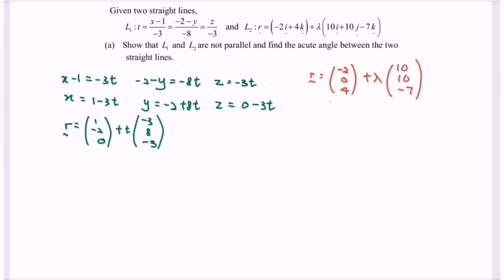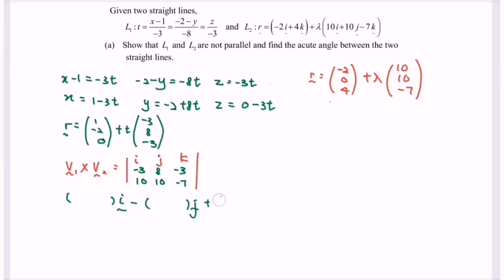So how do we show they are not parallel? Make use of the vector V1, which represents the direction of L1, cross with the vector V2, the direction of L2. So here we have i, j and k. Kindly substitute: negative 3, 8, negative 3 and 10, 10, negative 7. So here we have i, negative bracket j, plus bracket k.